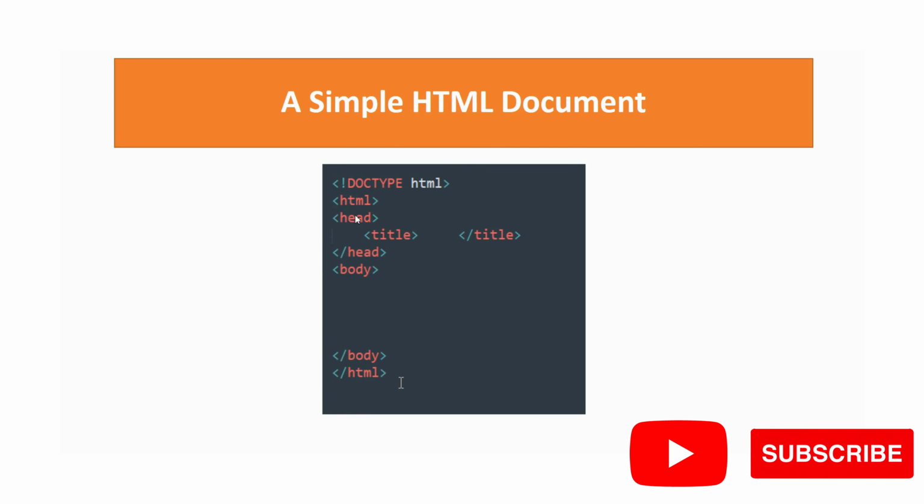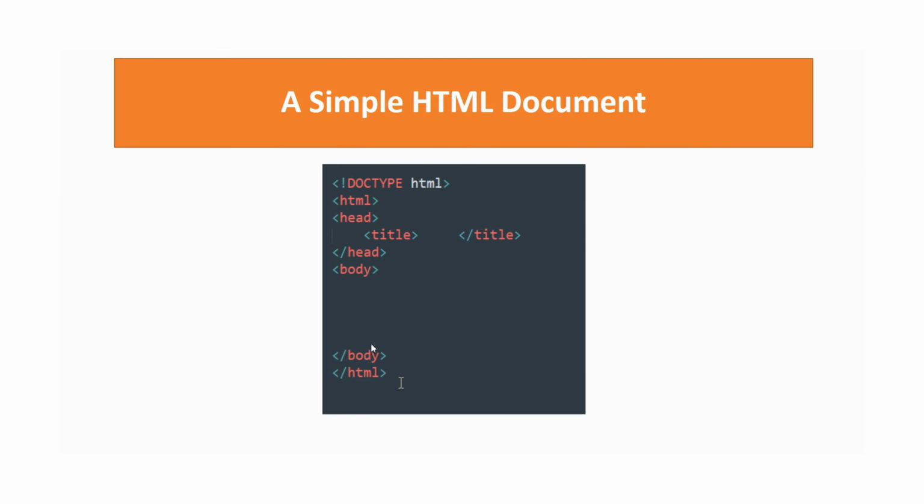We have here the head. So there are two basic elements of an HTML document: we have the head and we have the body. The head, we open here and close it here, and we have the body here, and we close it here.